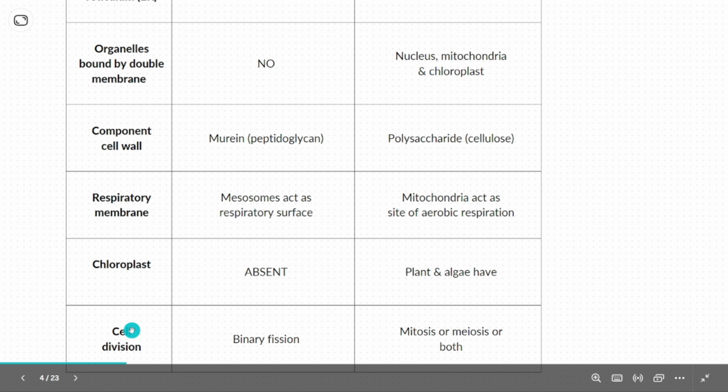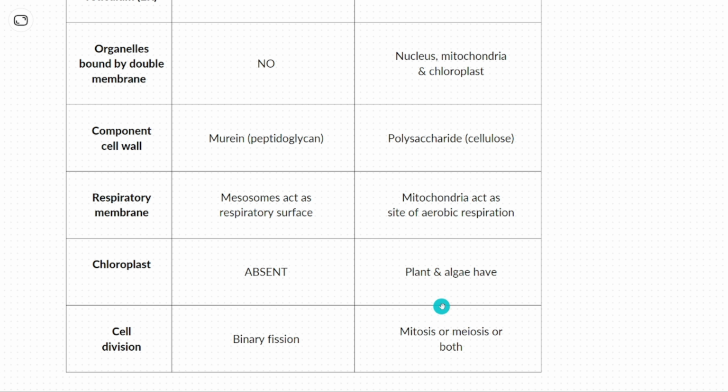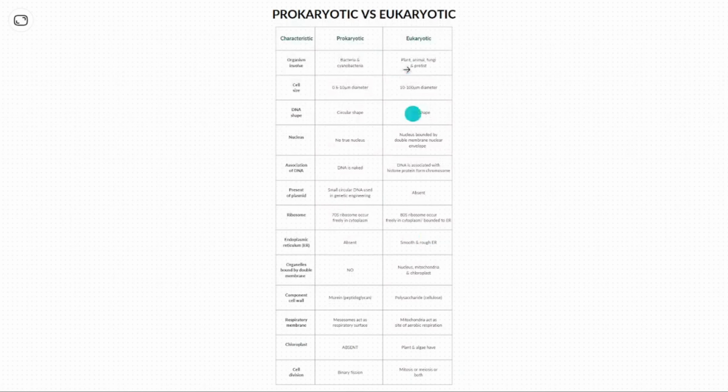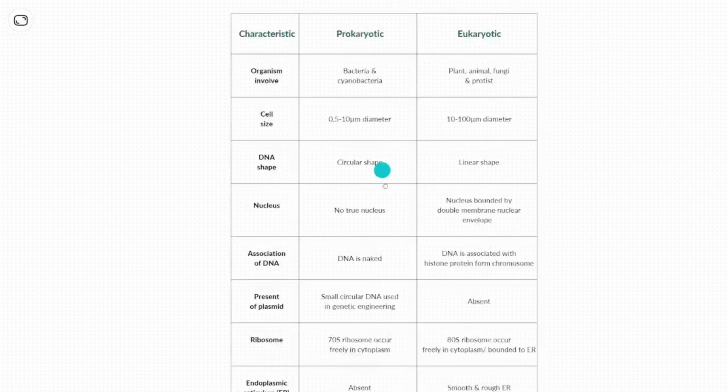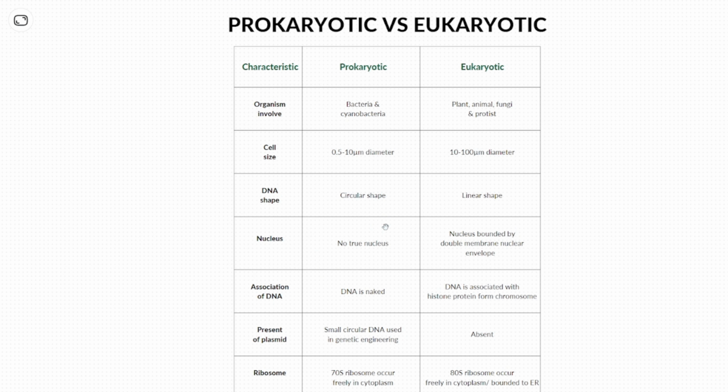And then the cell division of the two cells is also different. Normally prokaryotic uses binary fission, but eukaryotic uses mitosis or meiosis. So these are the differences between prokaryotic and eukaryotic. I think it's a very easy topic. This topic will normally come out in objective questions. It has never come out in essay questions yet. Even subjective questions have never had it yet. But it will normally come out in objective questions. It is a very popular question.